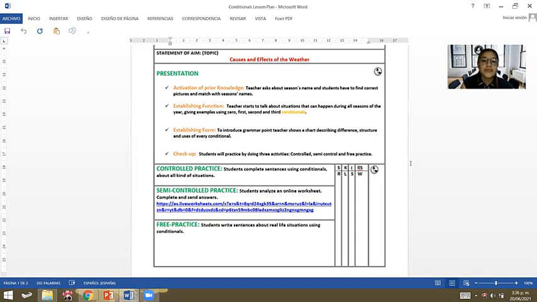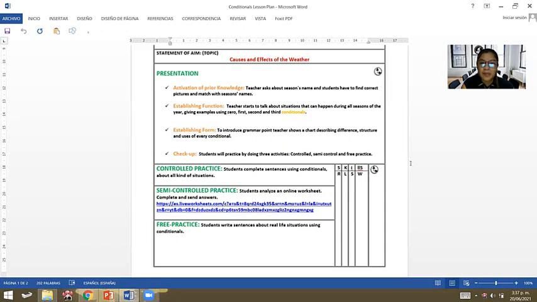But in the establishing function, the teacher will start to talk about situations that can happen during all seasons. In this case, the teacher will use examples using the conditionals: zero, first, second, and third conditional. After this, we'll establish the form to introduce the grammar or how the grammar is used. The teacher will show a chart describing the difference, structure, and uses of every conditional.